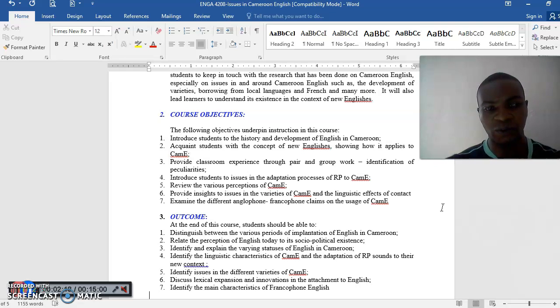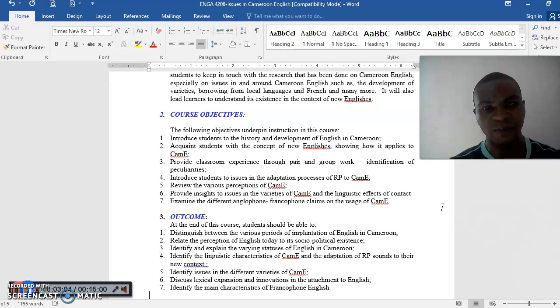One of the objectives is also to introduce you to issues in the adaptation process of RP to Cameroon English. Do Cameroonians speak English like British citizens, or how have they adopted this English that they took from the colonial masters, or called RP? Are there some processes of adaptation that Cameroon English has developed, which makes Cameroon English specific to Cameroon?